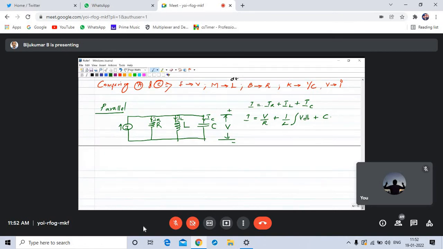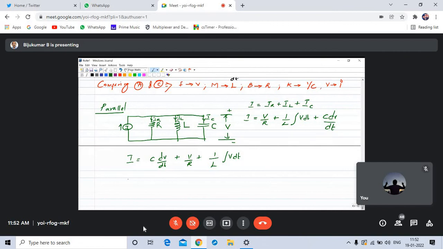I equal to V by R plus 1 by L into integral V dt plus C into dV by dt. Right. So if we rearrange the equation, we will get I equal to C into dV by dt plus V by R plus 1 by L integral V dt.